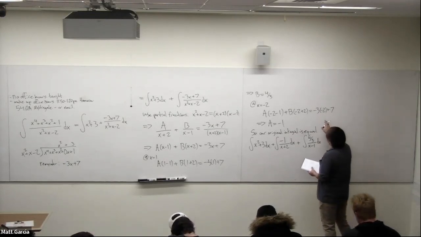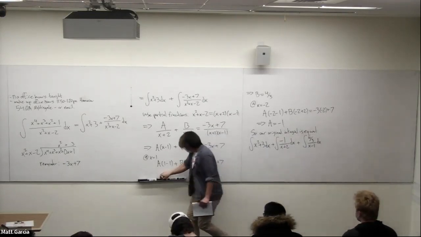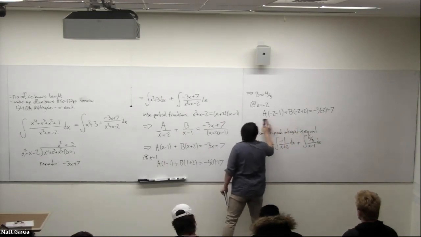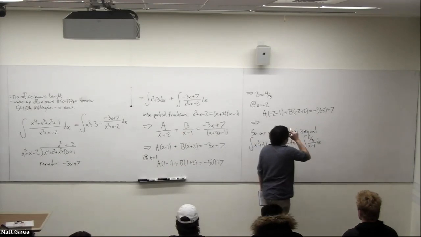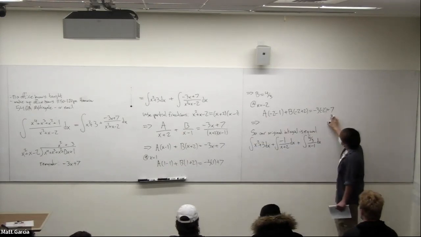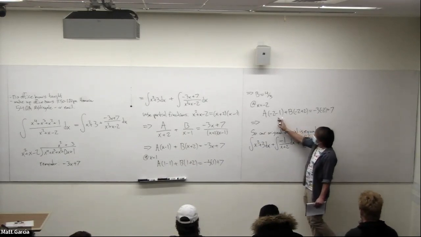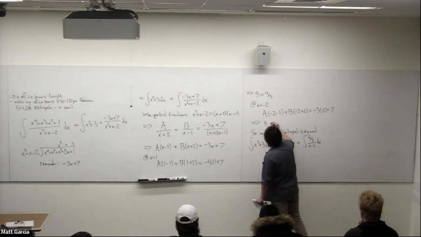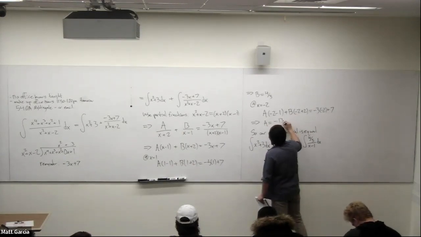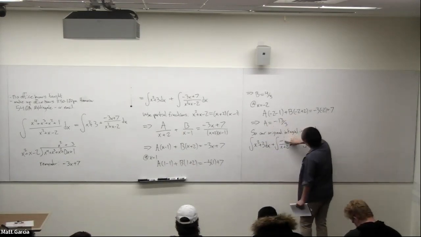Okay, so this is wrong. Instead, what do we get here? What did I just say? This is 6 plus 7 is 13. Yeah, so we get -13/3. A is equal to -13/3. Good, thank you for keeping me honest.